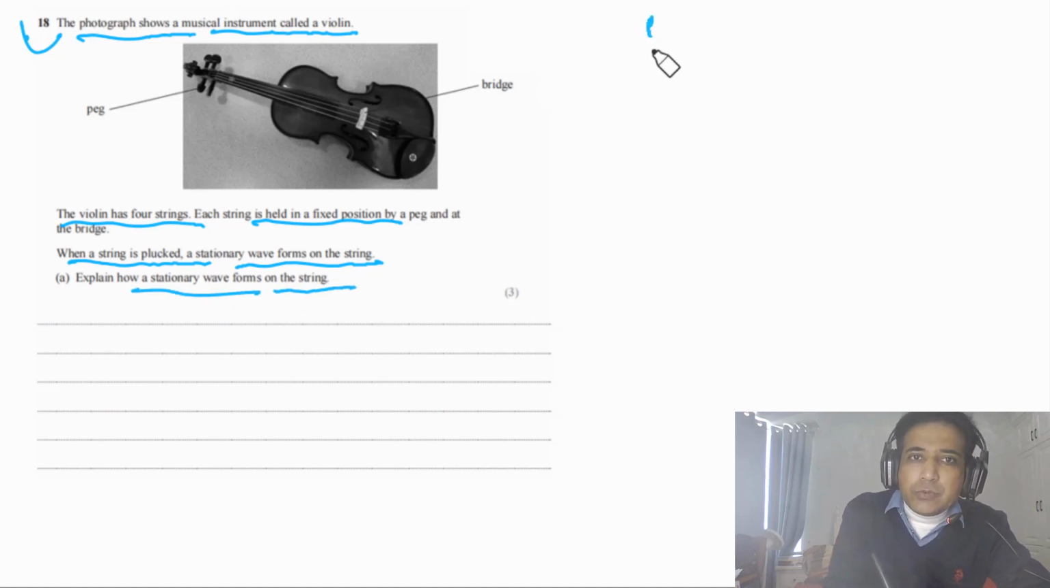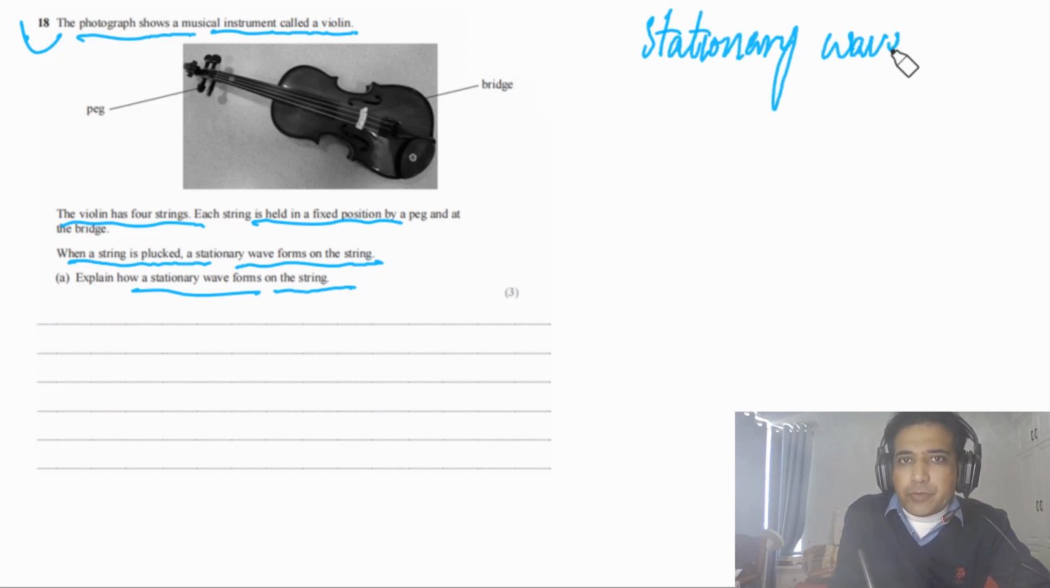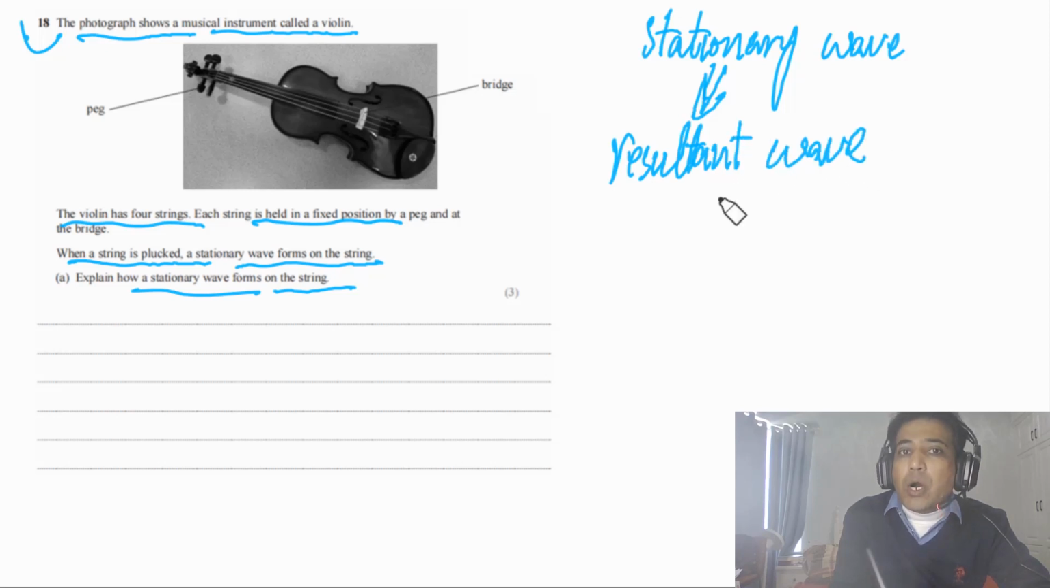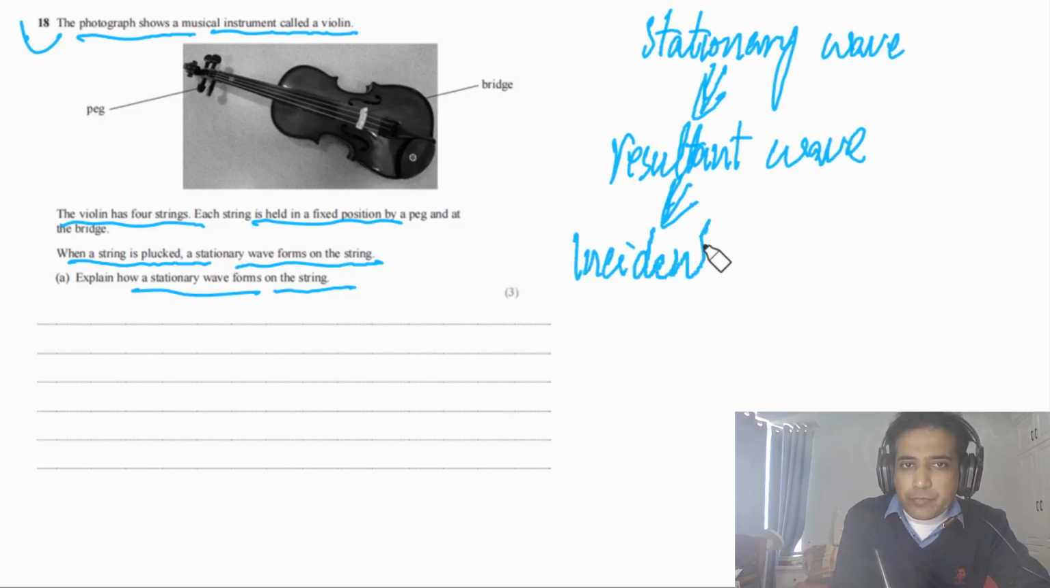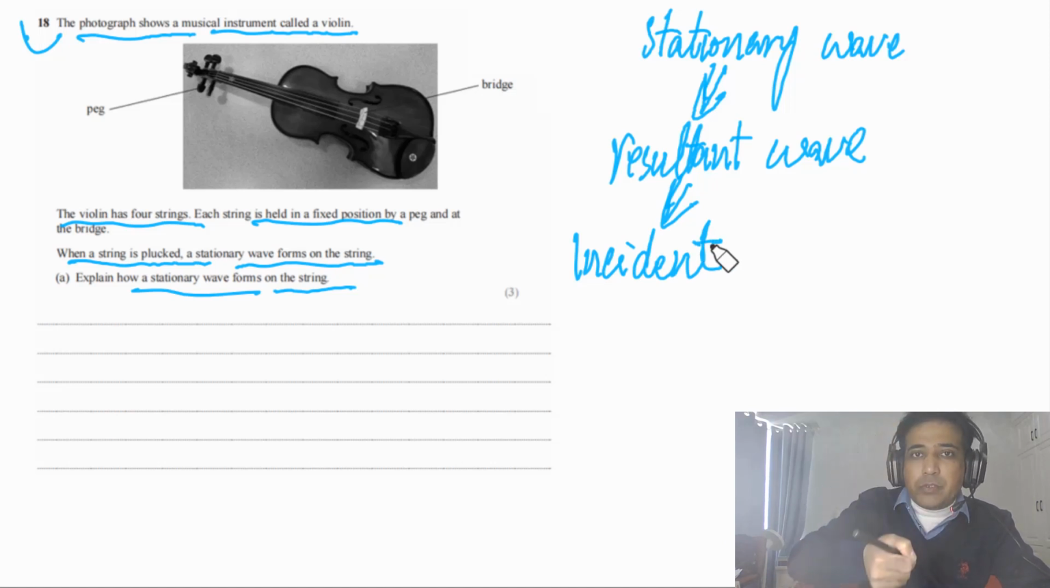So first of all, we need to understand what is a stationary wave. Stationary wave is the resultant wave. In a simple language, we can say it is a resultant wave of 2 or more waves. So in this case, there will be one incident wave. When we will pluck the string, we will produce one incident wave, and that incident wave will travel.